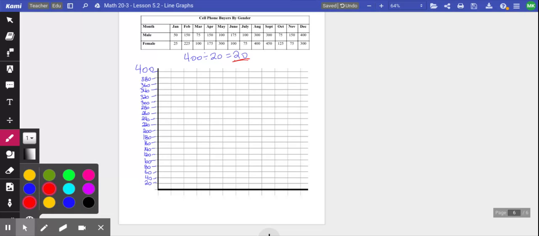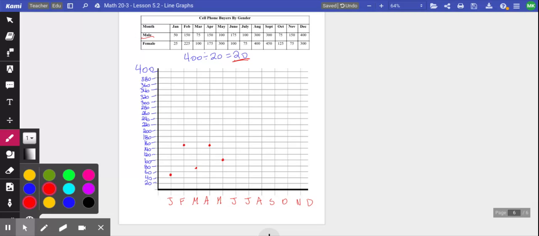I'm going to go ahead and graph these things. These are the months. I'm going to do different colors. So for the male graph, I'm going to do red. So January would be 50. February would be 150. March would be 75. April would be 150. May would be 100.